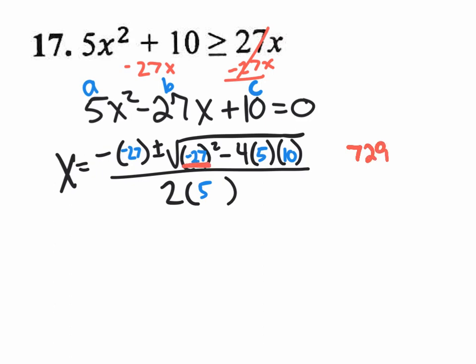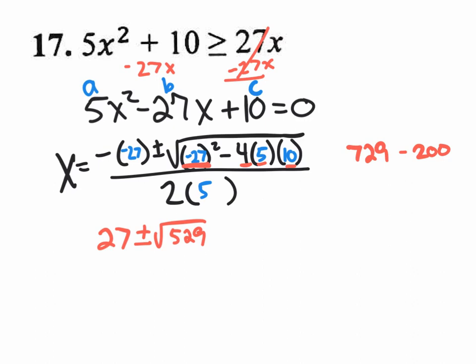A negative times a negative is a positive. How about 4 times 5? That's 20 times 10. That's 200. So I'm going to be subtracting 200 from the 729. So I will have positive 27 plus or minus the square root of 529. Question, is the square root of 529 a perfect square number? Could you do the square root of 529 on a calculator?